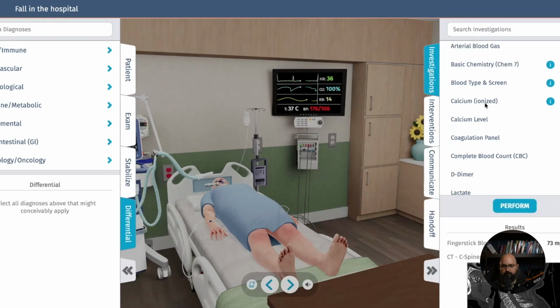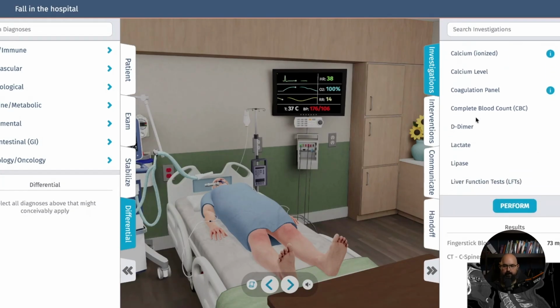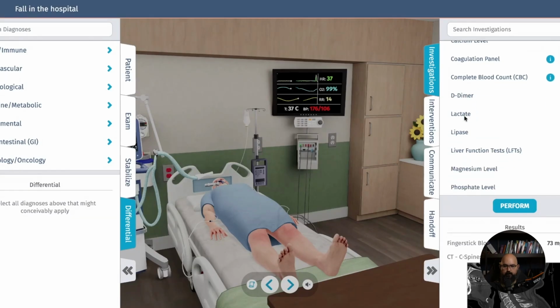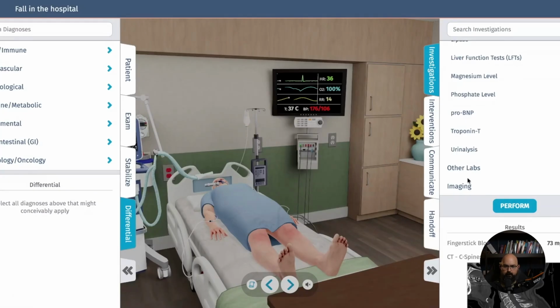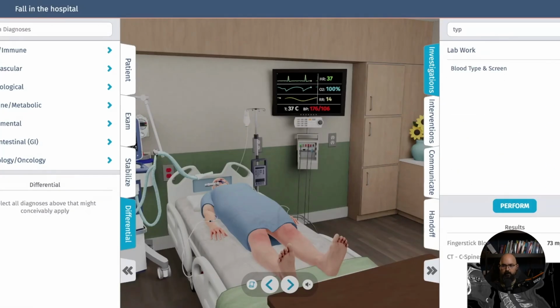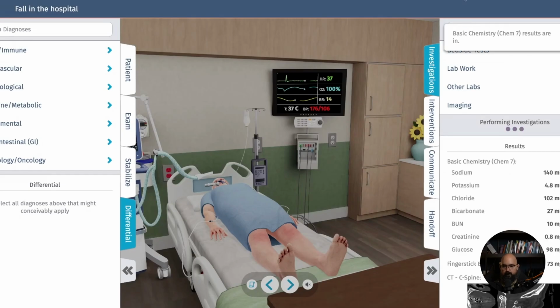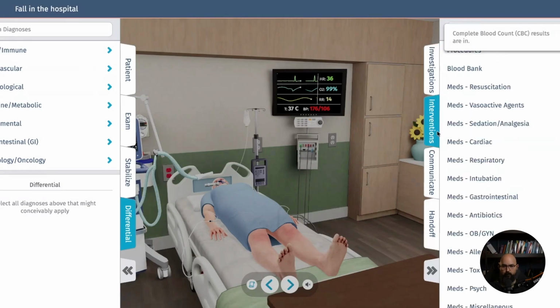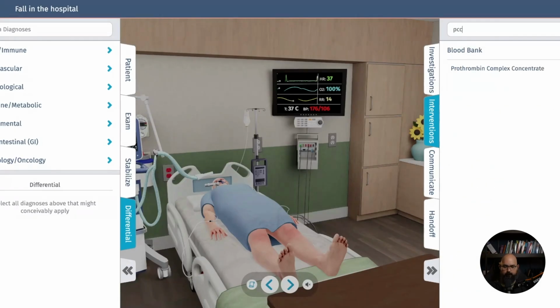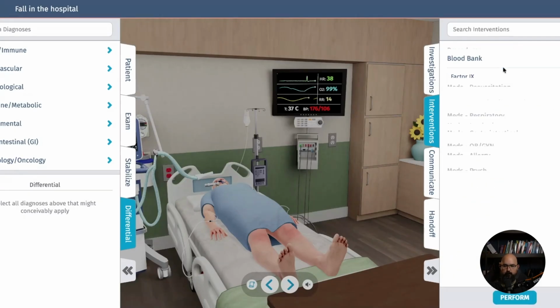Chemistry. We'll do the basic pre-op stuff. Calcium, ionized, coagulation panel. CBC, no, don't need that. And is type and cross an option? Yeah, type and screen. Oh, we need to do some reversal too because he is on warfarin. So what is the preferred method? PCC, prothrombin complex concentrate, and vitamin K.